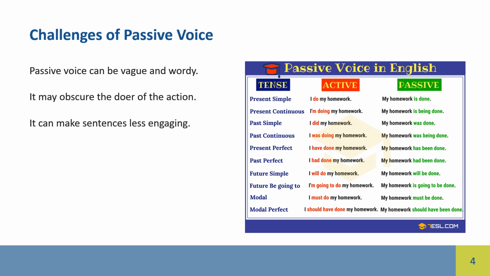Present perfect tense: I have done my homework. My homework has been done. So we can observe many examples in this table.